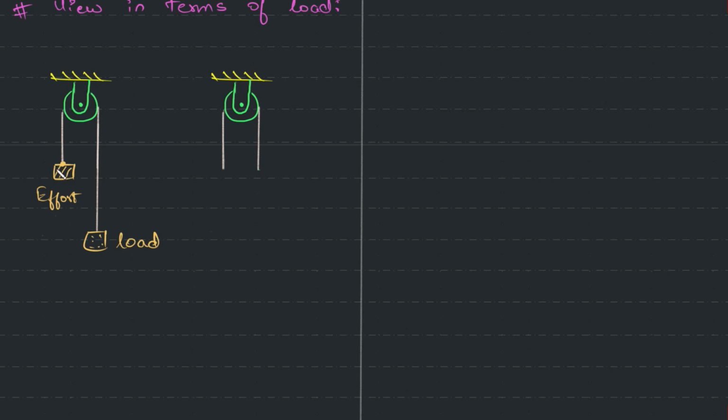Now, to your effort's height, the load moves, and to your load height, the effort moves. So basically, I'm going to make this effort move here. What will happen to the load is the question. So this is my effort. And if I make the effort move to this height, what will happen to the load?